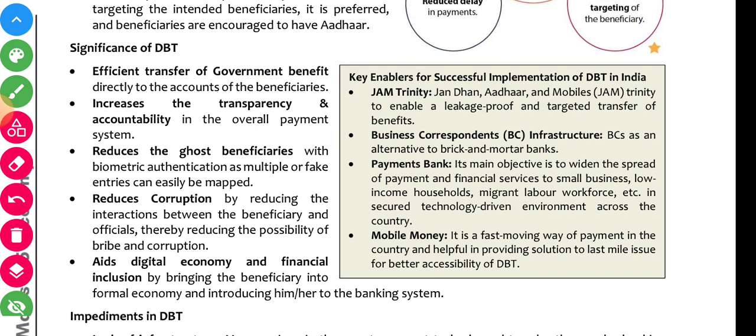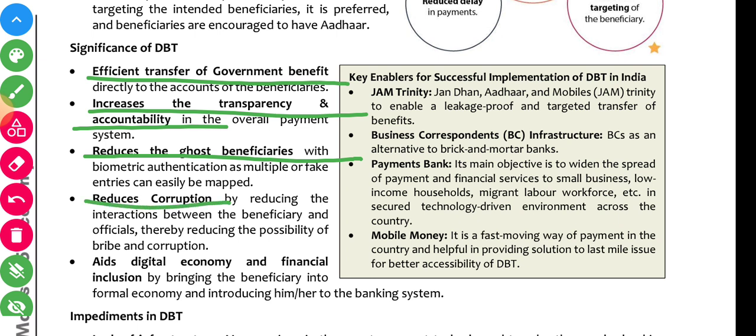And what is the significance of direct benefit transfer? Efficient transfer of government benefits increases transparency and accountability, and reduces ghost beneficiaries with biometric authentication, as multiple or fake entries can easily be mapped. It reduces corruption, aids the digital economy and financial inclusion, bringing the beneficiaries into the formal economy and introducing them to the banking system.